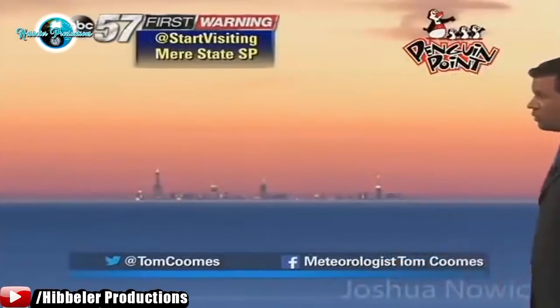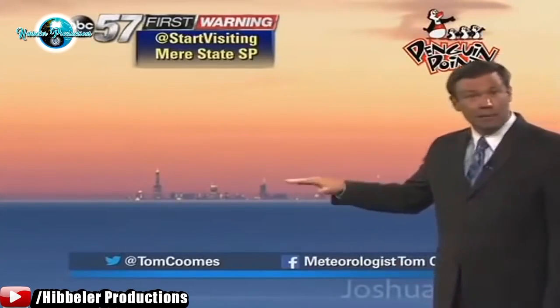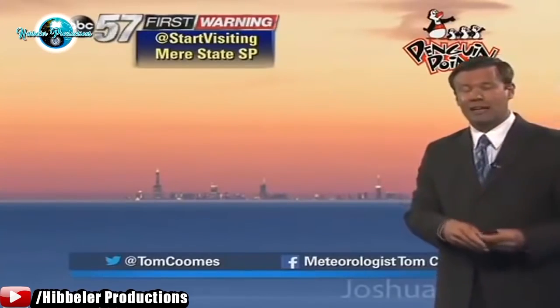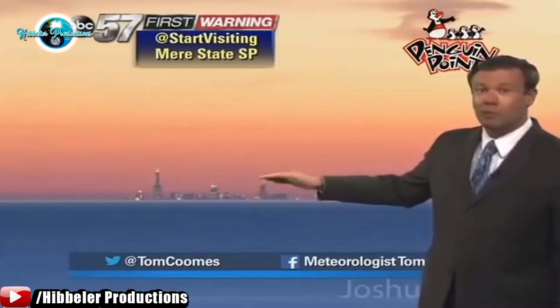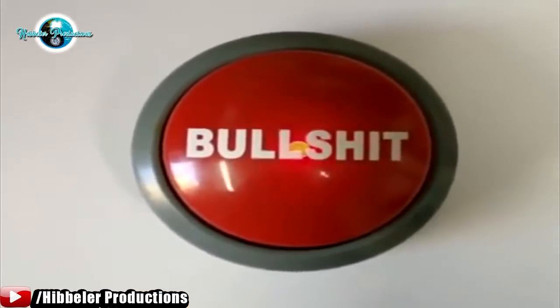This is from Joshua Nowicki, and what you're seeing here is a mirage. We typically would not be able to see this from the Lake Michigan shore. We talked about this last night. Conditions are right on the lake that we're actually seeing a mirage of the Chicago skyline.